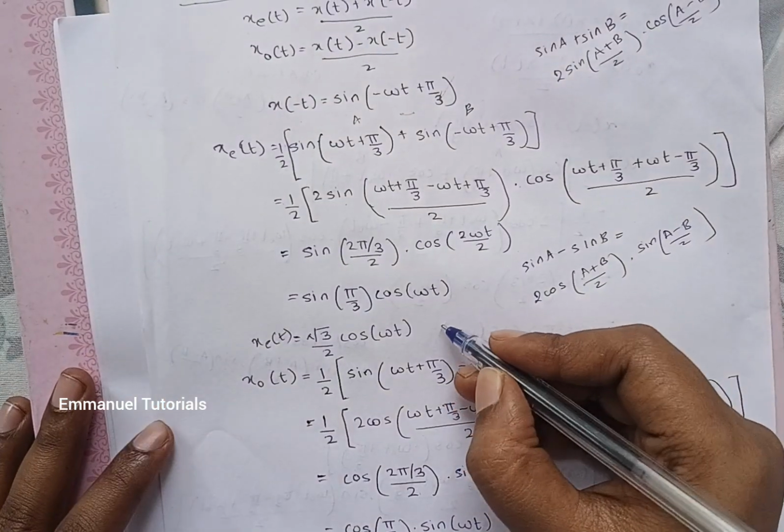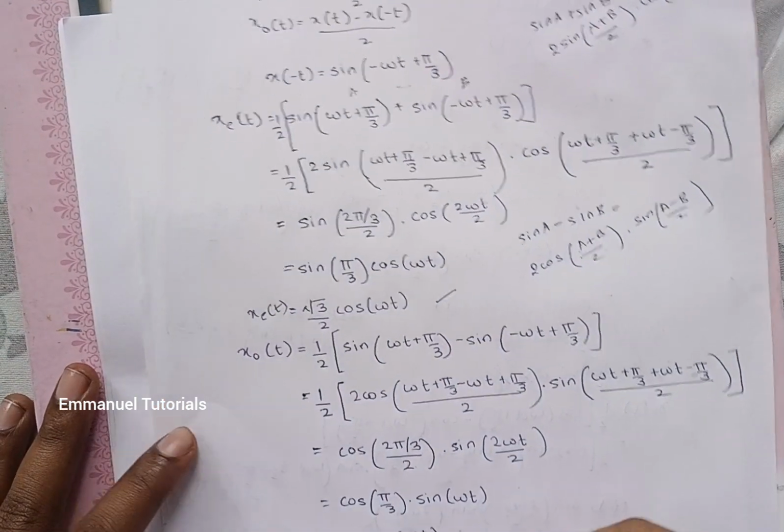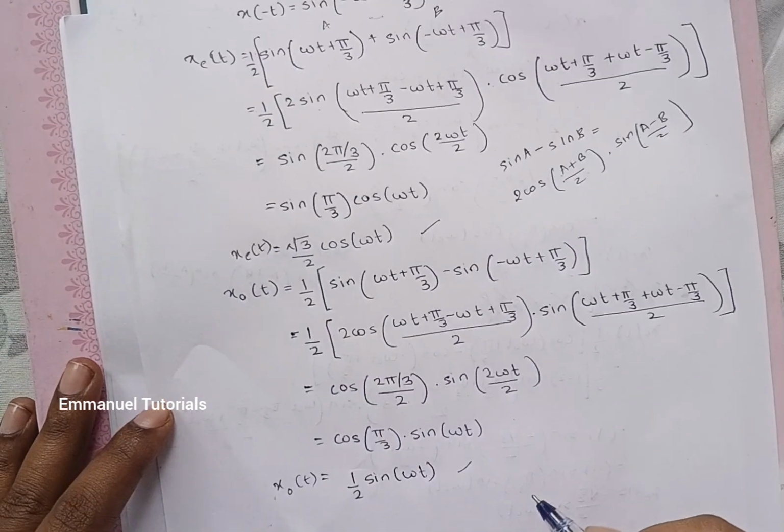So the even part will be root 3 by 2 cos omega t. The odd part will be half sine omega t.